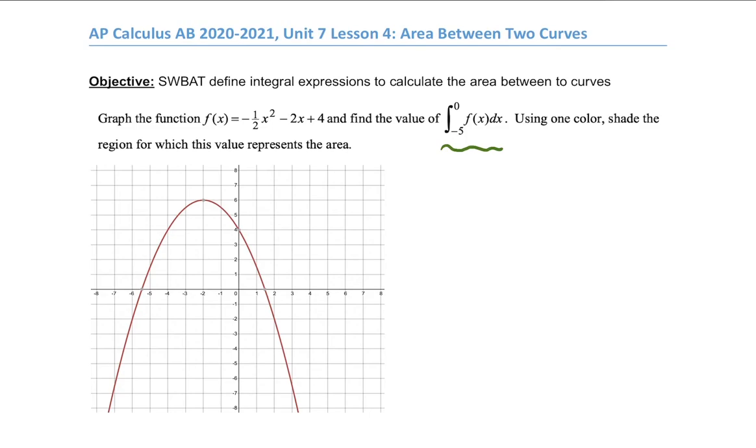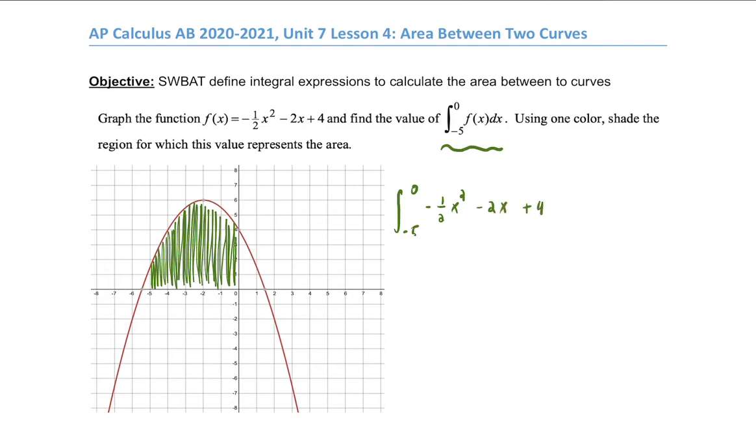Okay, well, what we need to do here, if we use the fundamental theorem of calculus, because what I'm trying to find is this area here. And because it's curved, I can't actually use geometry to find this area. Geometry is not going to be good enough. So what I need to do is use the fundamental theorem of calculus, which would tell me that the definite integral from -5 to 0 of -1/2 x squared minus 2x plus 4.